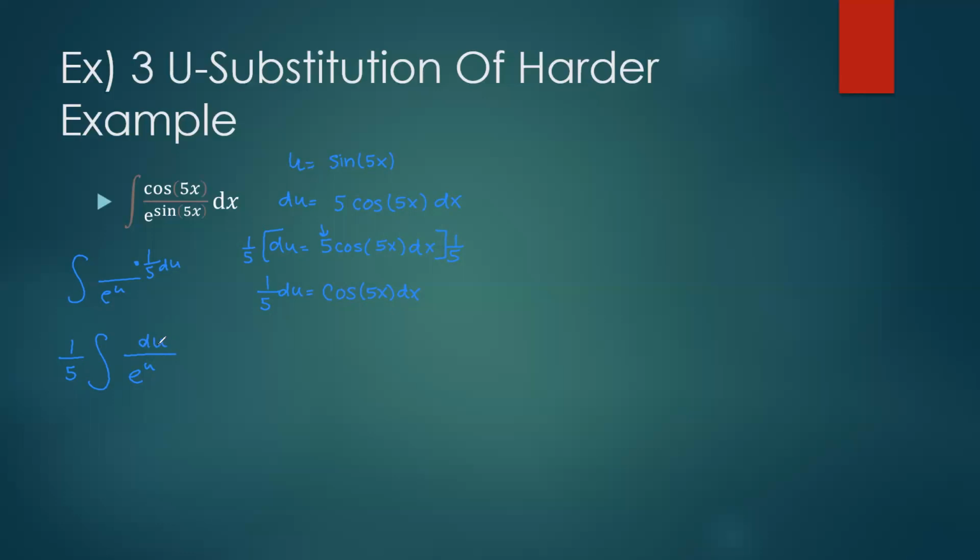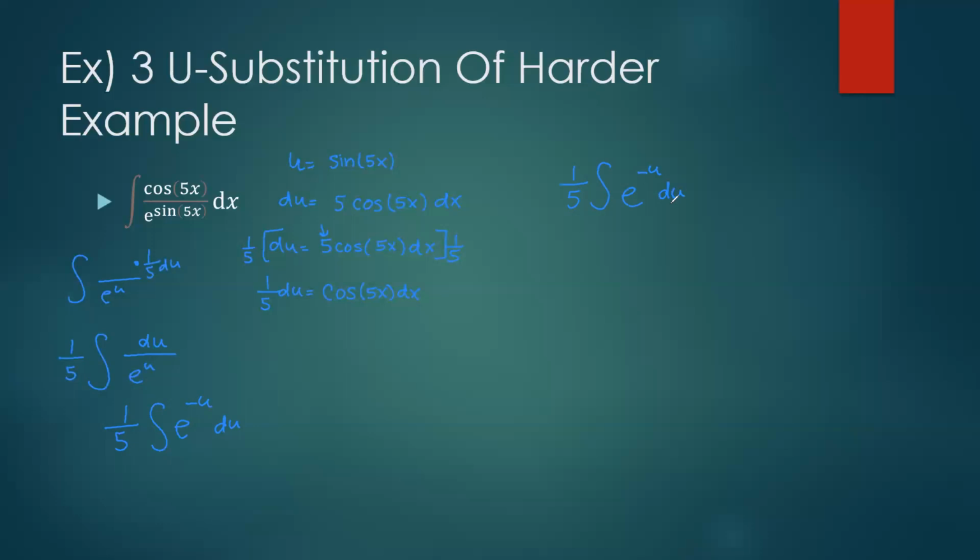Okay. Let's put the e to the u on the top. So I'm going to rewrite it as 1/5 integral, and then I'm going to just rewrite 1 over e to the u as e to the negative u du. Okay, let me write it here. We have 1/5 e to the negative u du.